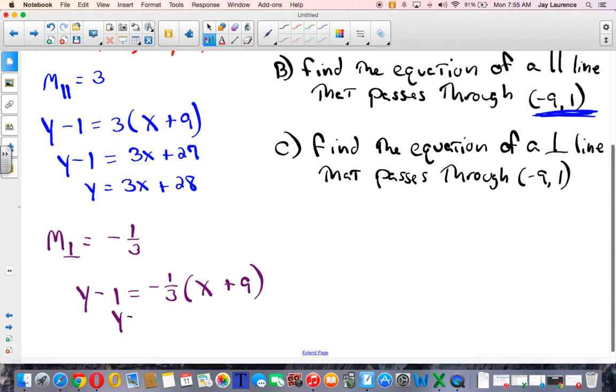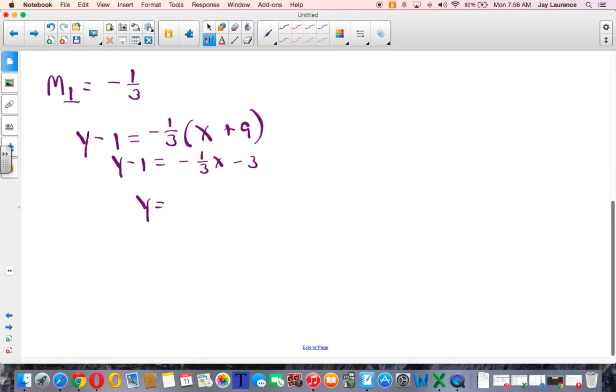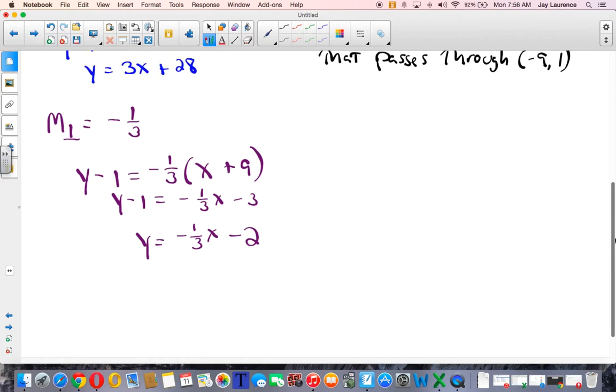All right, y minus 1 equals negative 1/3 x minus 3. And then we're going to get y equals negative 1/3 x minus 2. I think that's right. Yeah, just a quick check. So there's my perpendicular line. So I've done all 3.